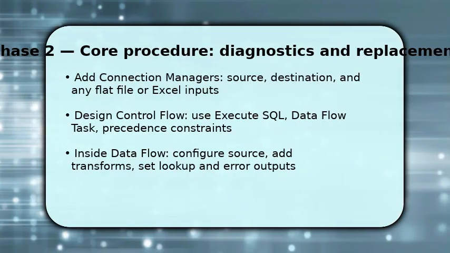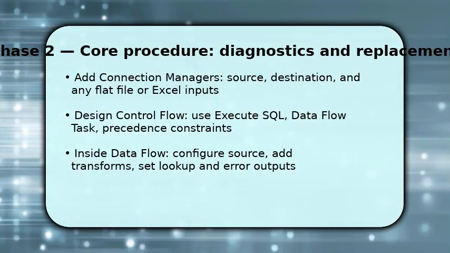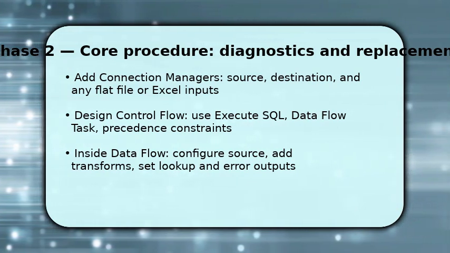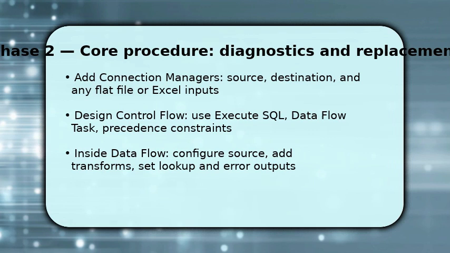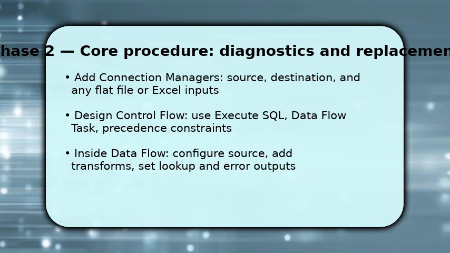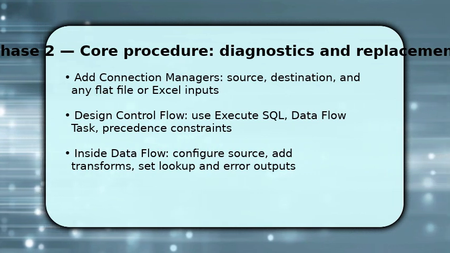Now focus on building control flow and the core data flow. Add connection managers for your source and destination. Include file adapters if needed. Drag a data flow task into control flow, then wire execute SQL tasks or precedence constraints to orchestrate order.